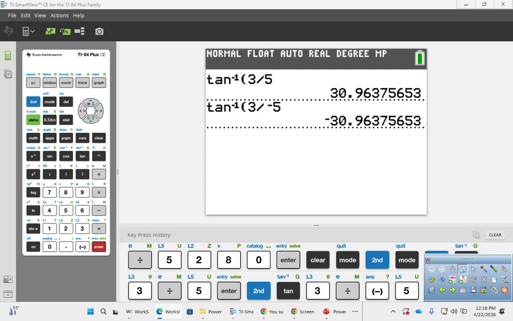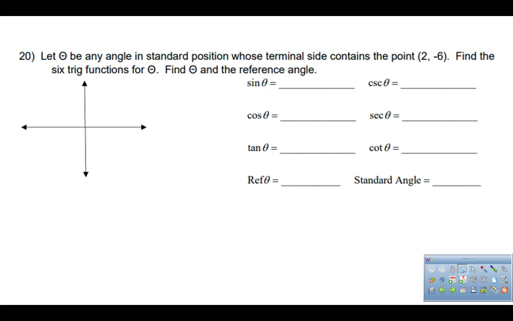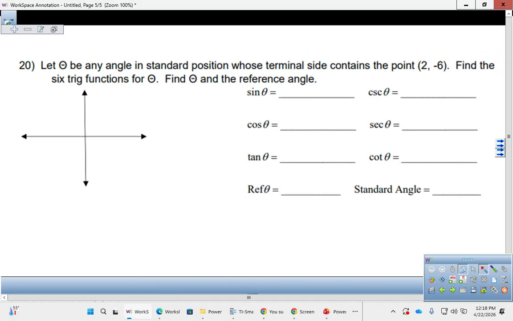Let's do one more in your toolkit that's similar to that before you try one on your own. So we've got this information, and now we're working with the point (2, -6).